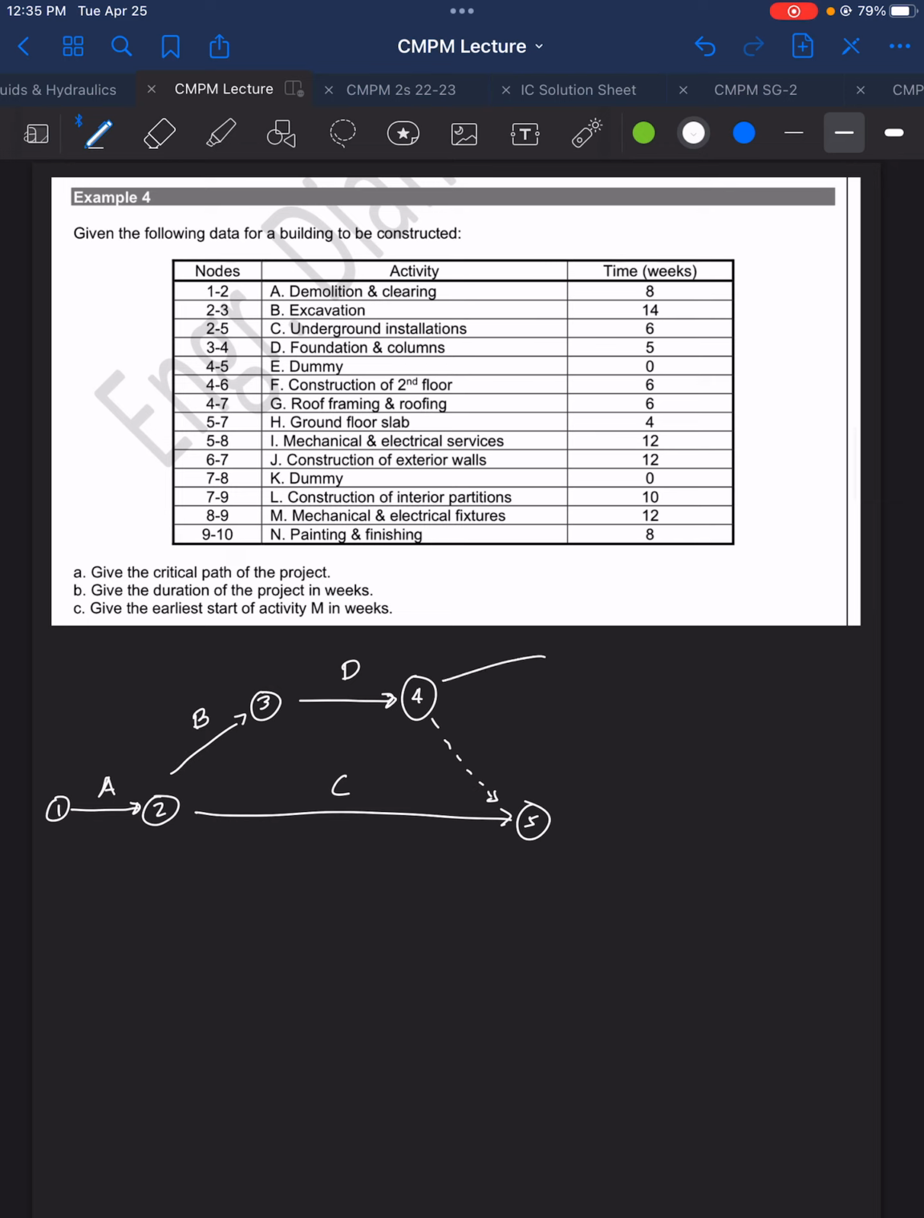And then we have another 3 branching out here, that is 6, then 7, and that is F and G. Then 5 to 7, that is H. 5 to 8, and that is I. 6 to 7 here is J. 7 to 8, that is K, that is a dummy activity.